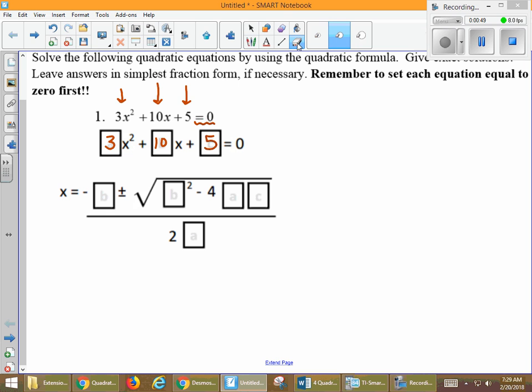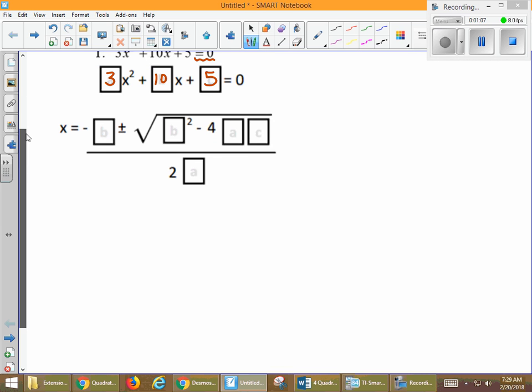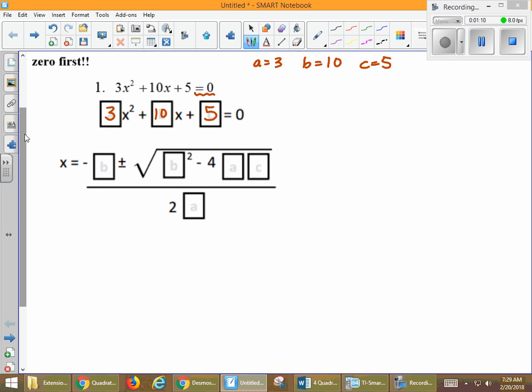If I don't have those boxes to fill in, I might just write those off to the side instead. A goes 3, B goes 10, C goes 5. And then you can fill in the boxes, or you can fill in the equation when you're ready. So, our equation goes like this, and this is again to find the roots or solution. It's just another way to find where our graph crosses the x-axis.